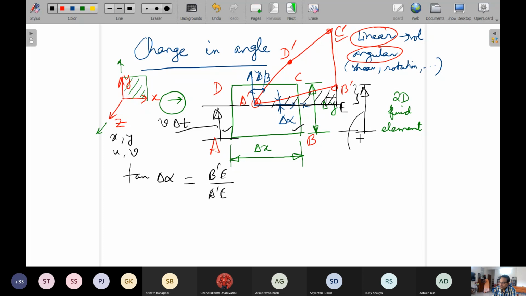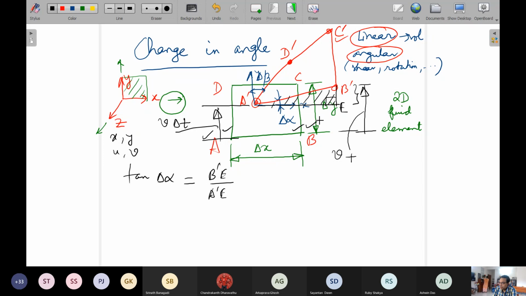What is this? If this is v, so what will be this one? So this is not v because there is a change in v as we have gone from the point A to point B.